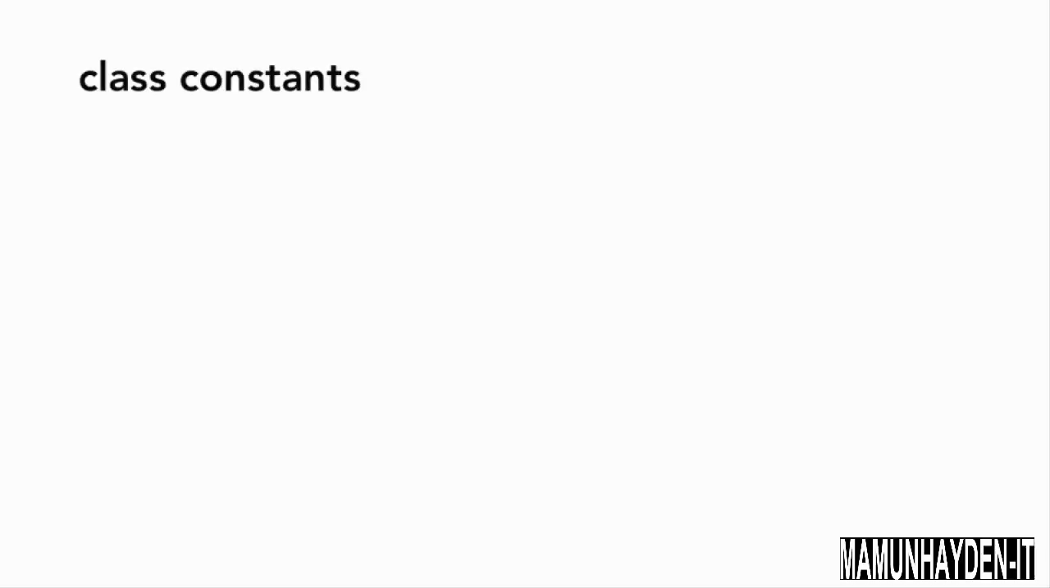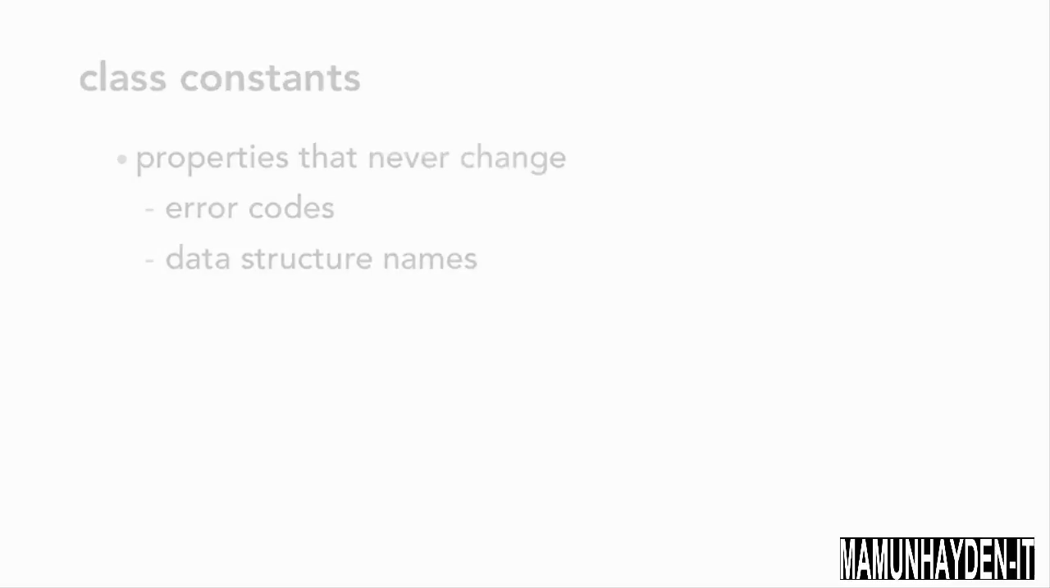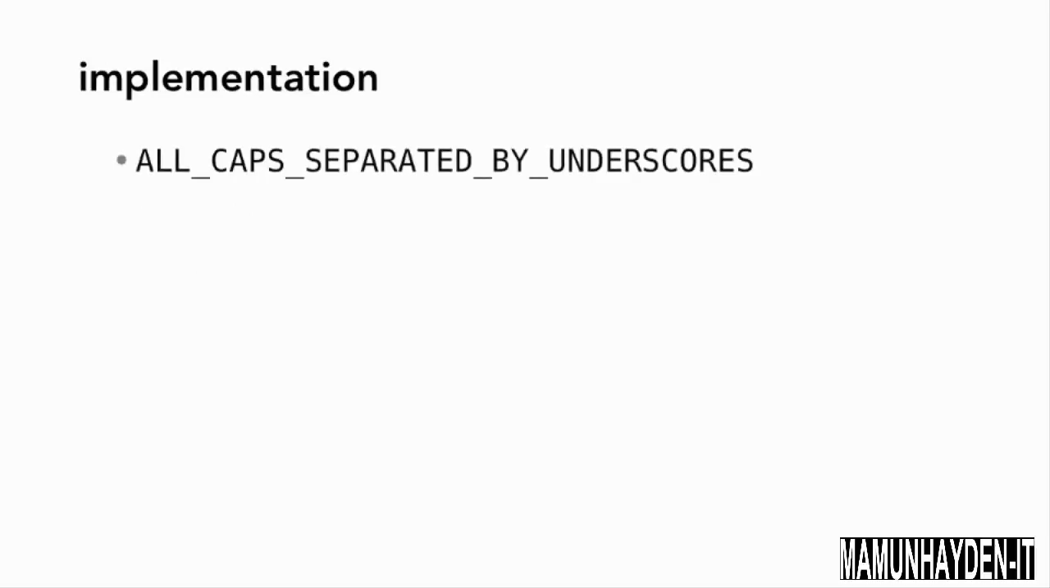A class constant is like a property with a value that never changes. Constants are useful for defining things like error codes, data structure names, and things that have no need to change at runtime, if ever. While there is no restriction built into PHP, best practice dictates that constant names are in all capital letters separated by underscores.